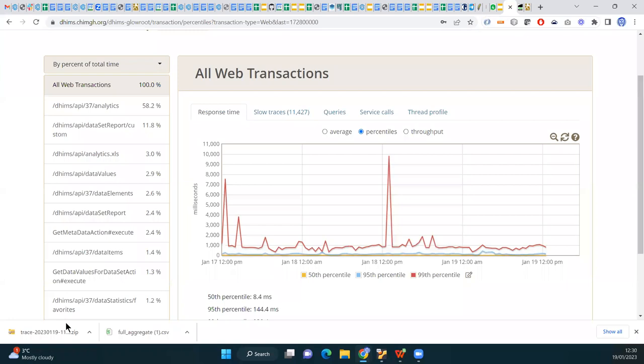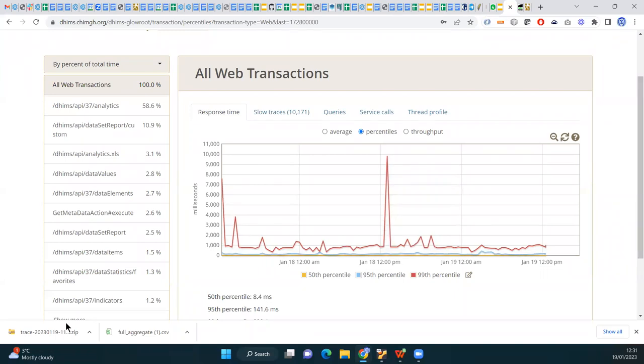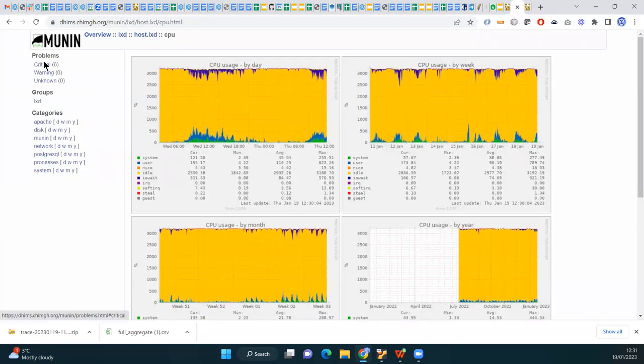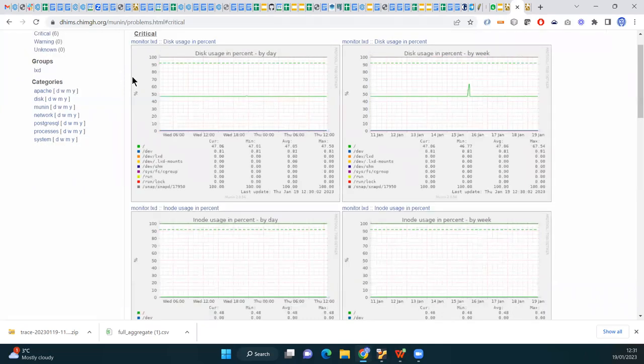Yeah, alerts is a really important thing. I don't know, actually not checked, whether you can do alerting off Glowroot. Glowroot is more of a diagnostic tool than a monitoring tool. Munin for sure. If you look at Munin that we have here, you can set thresholds on all of these metrics. You can see there's six critical. Something has triggered something over the threshold here. I'm not sure what it was. It looks like it's a disk usage on this thing, which is a virtual disk anyway, so it doesn't make any difference.